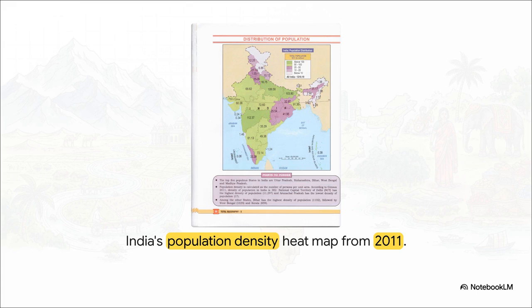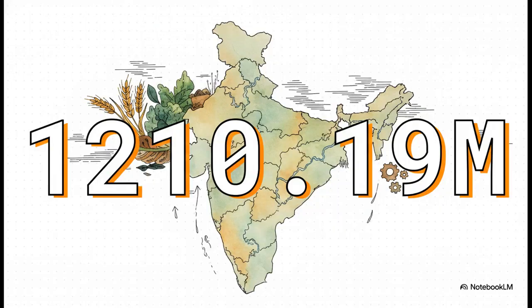Compare that to the incredibly sparse density in the mountainous state of Arunachal Pradesh. It perfectly mirrors the physical challenges and advantages of the terrain we just mapped out. 1,210.19 million. That massive number was the total population of all India according to this 2011 map data. Unsurprisingly, the fertile plains and resource-rich regions heavily dictate where people settle, with states like Uttar Pradesh, Maharashtra, and Bihar leading the overall count by a very wide margin.